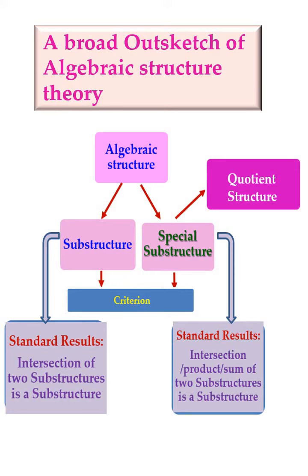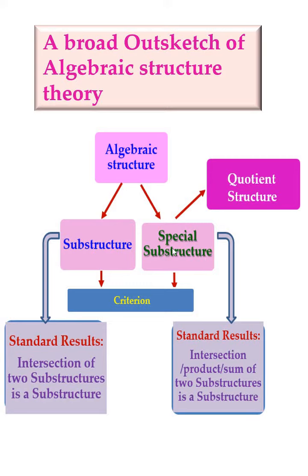Here we have a broad outline of algebraic structure theory. If we are given an algebraic structure, we can talk about its substructure and we can give a criterion for that substructure to exist. And we have standard results like the intersection of two substructures is again a substructure, but the union need not be.